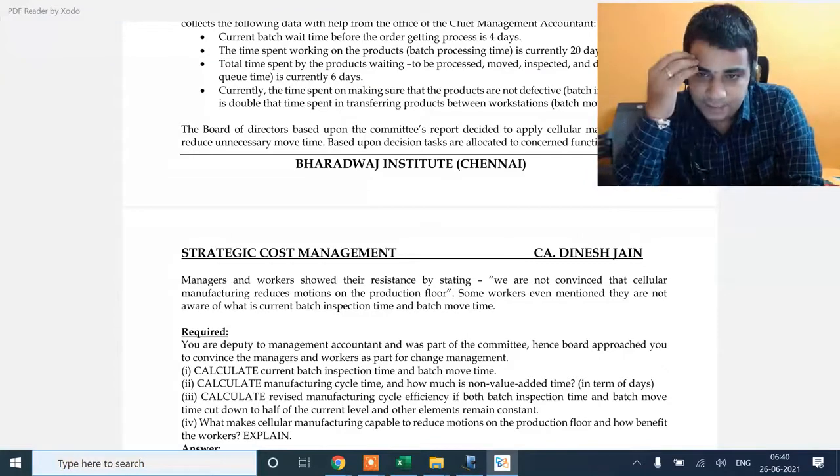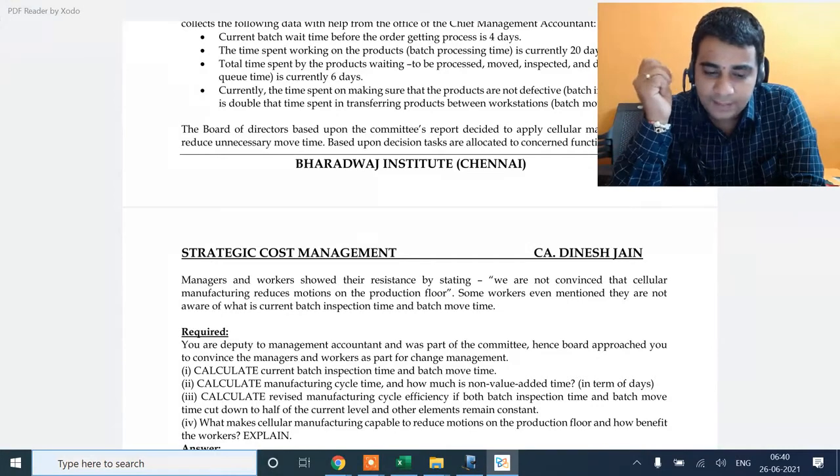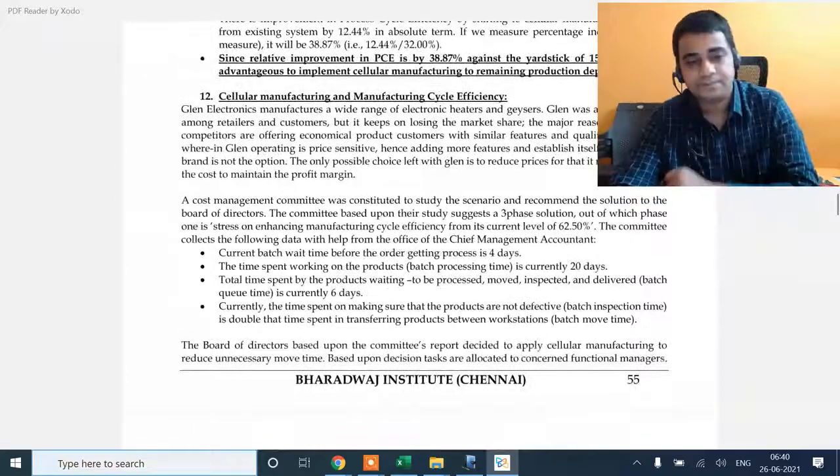Calculate the current inspection time and movement time. Calculate MCE and how much is the non-value added time in terms of days. Calculate the revised manufacturing cycle efficiency if both inspection and movement time are cut down to half of the current level. What makes cellular manufacturing capable of reducing motions on the production floor, and how does it benefit the workers? Explain. Parts 1 and 3 are more of problem solving. Part 4 is more theory oriented. Go through this.